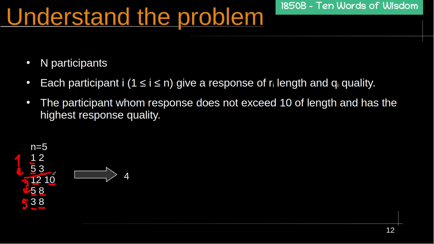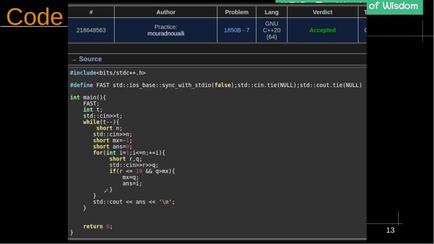We're going to skip participant 3 because this is the highest quality as you see, but its response exceeds 10. The response must be less or equal to 10 words, so we skip this. Of the rest, the highest quality is this one, the first one met here, which is participant number 4. So participant number 4 is the winner. This is the code.